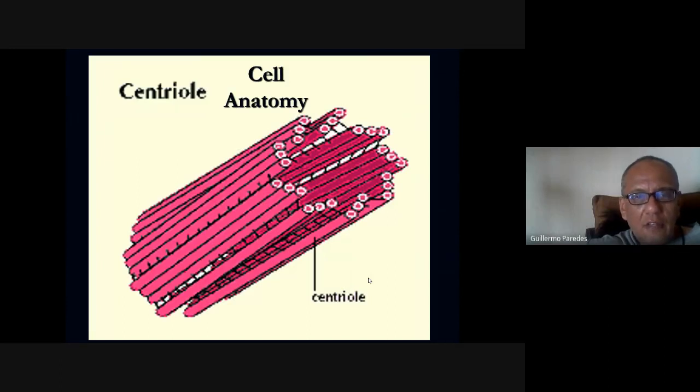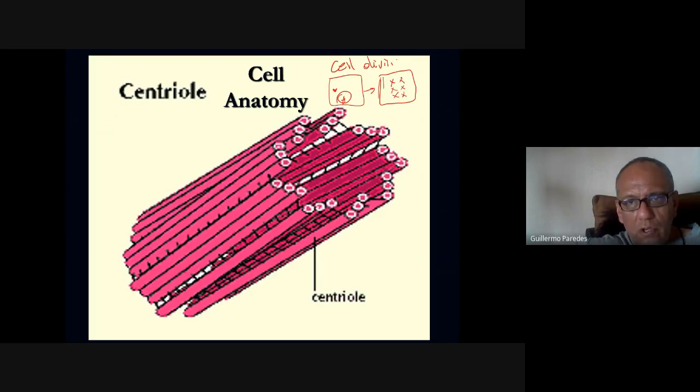Okay, so here we have the centrioles. The centrioles are going to be associated with cell division. So here we have the normal cell. The centrioles are somehow here. And what happens is when the cell is going to start dividing, it's going to open the nucleus and have the chromosomes.